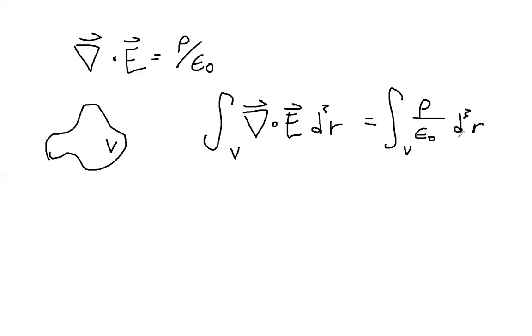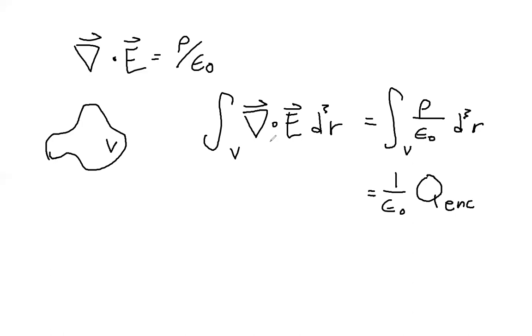Now, this side is actually pretty easy to evaluate. The epsilon naught can be pulled out because it's a constant. And then you have the integral of rho over the volume. That's often called the total charge enclosed by that volume. So the total charge inside this volume is that integral.